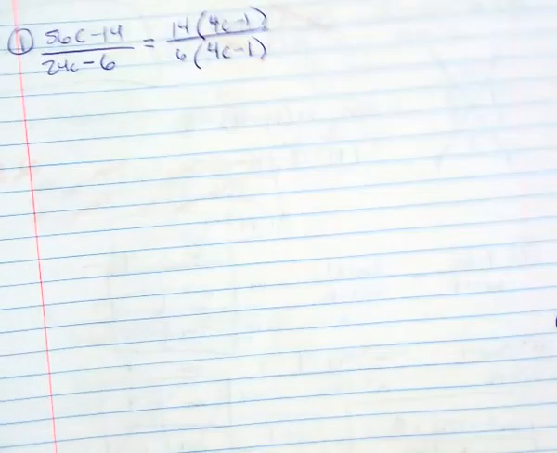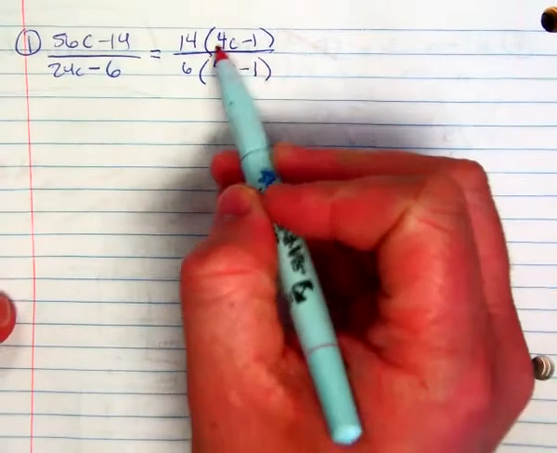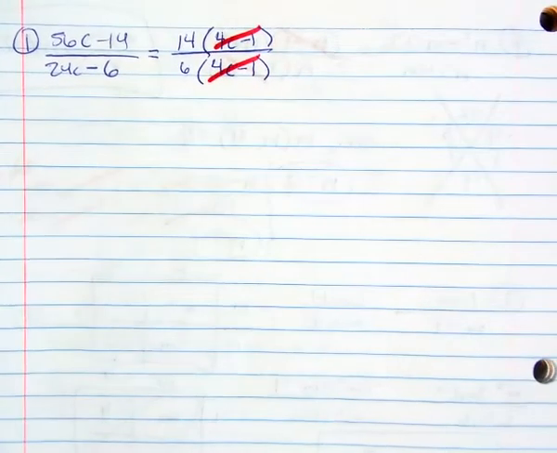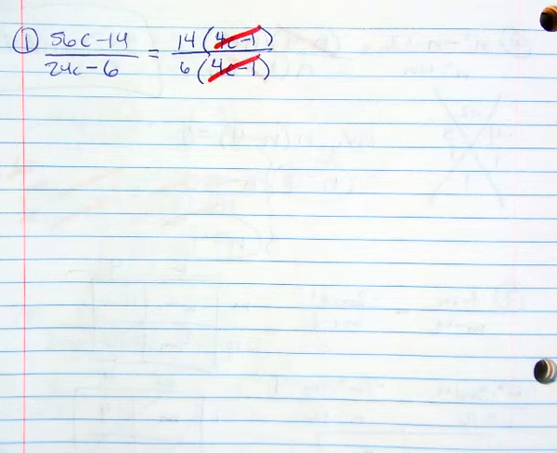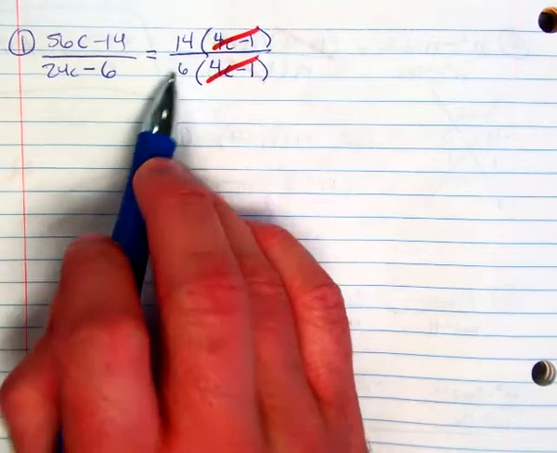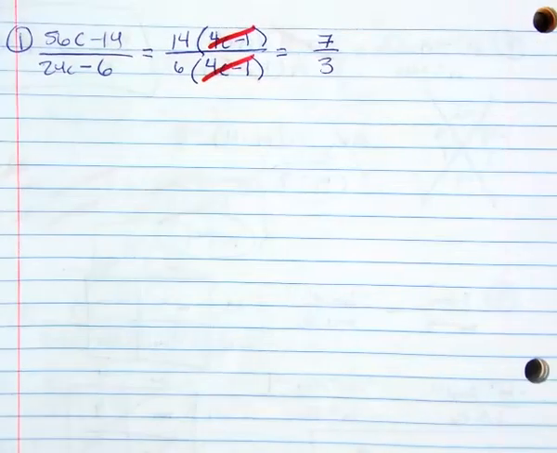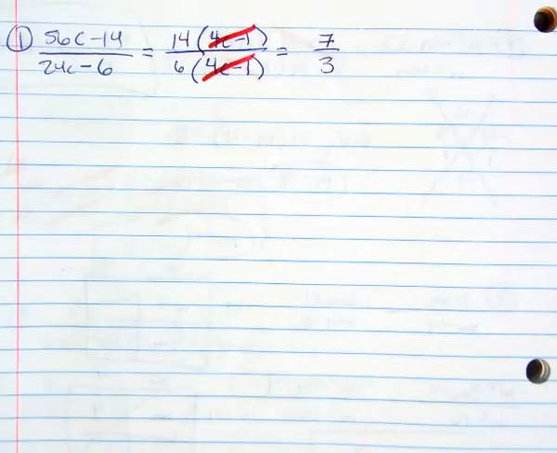How convenient. At that point, we see that 4c minus 1 is on the top and the bottom, so we can cancel them. We also see a 14 over 6, which can be reduced to 7 over 3. That is the fully reduced form of this problem.